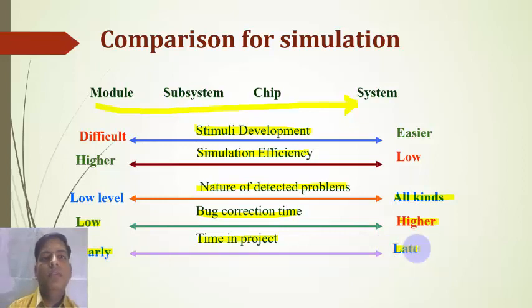So in this way we do the comparison across the different levels, module, subsystem, chip and system, depending on the various parameters: stimuli development, simulation efficiency, nature of the detected problems, bug correction time and time in project.